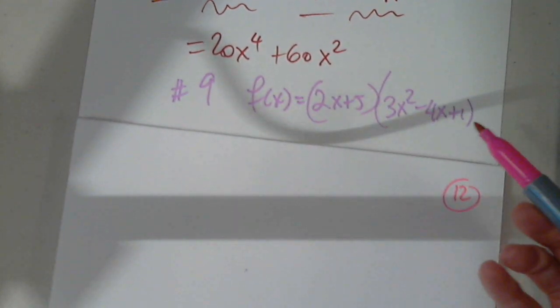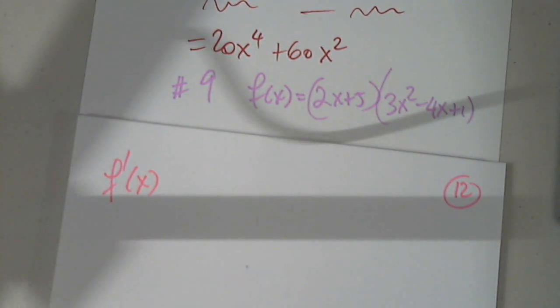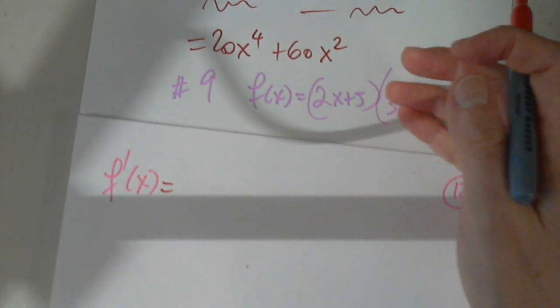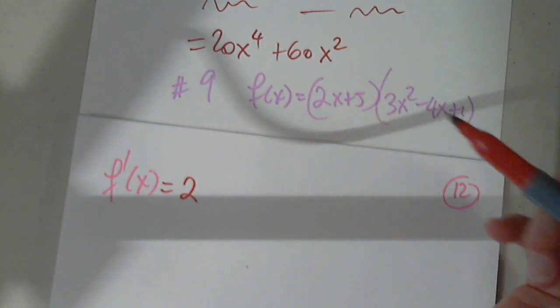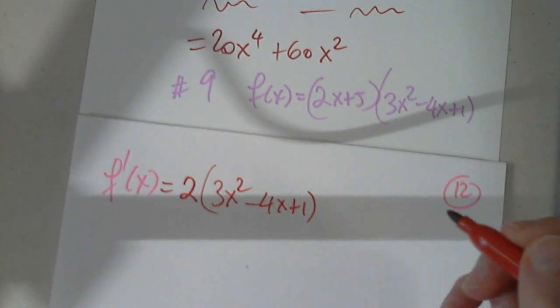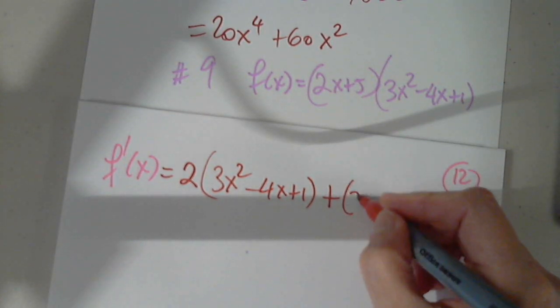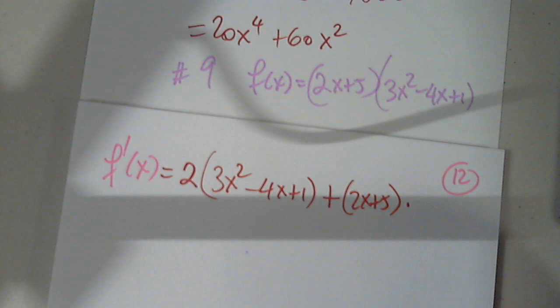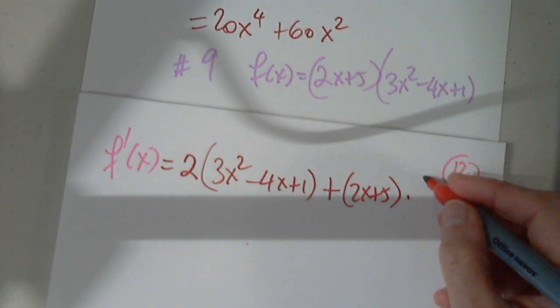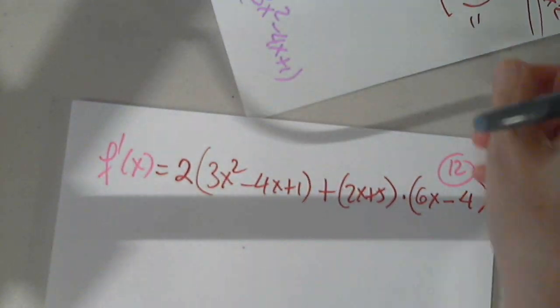Yes, it's very easy to distribute and we are done in a blink, but we want to practice the product rule. So the product rule: I differentiate the first function and I get 2. It's a linear function. I multiply by the second one, and then plus, I copy the first one and I multiply it by the derivative of the second function, 6x minus 4. Can I leave it alone? No. I have to distribute.